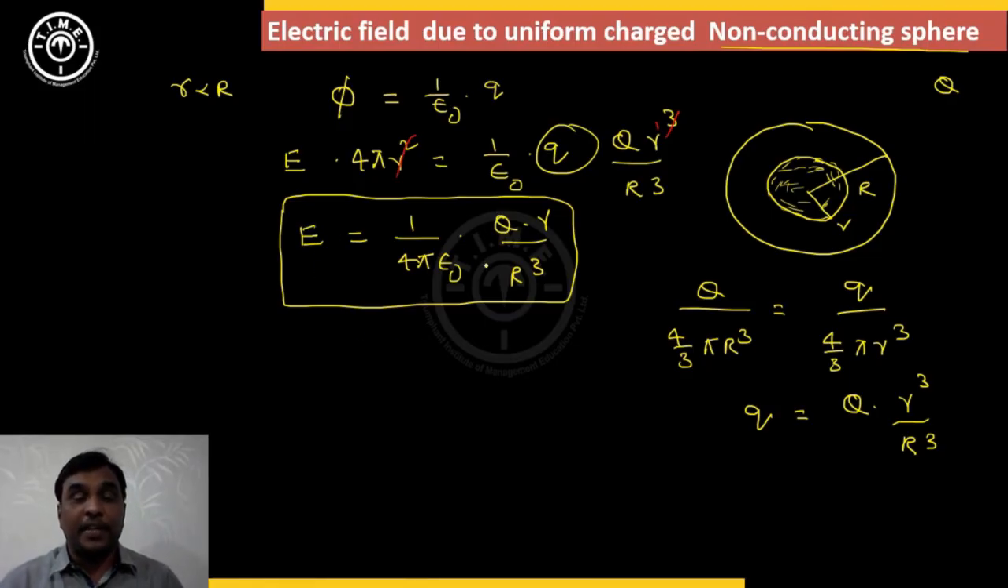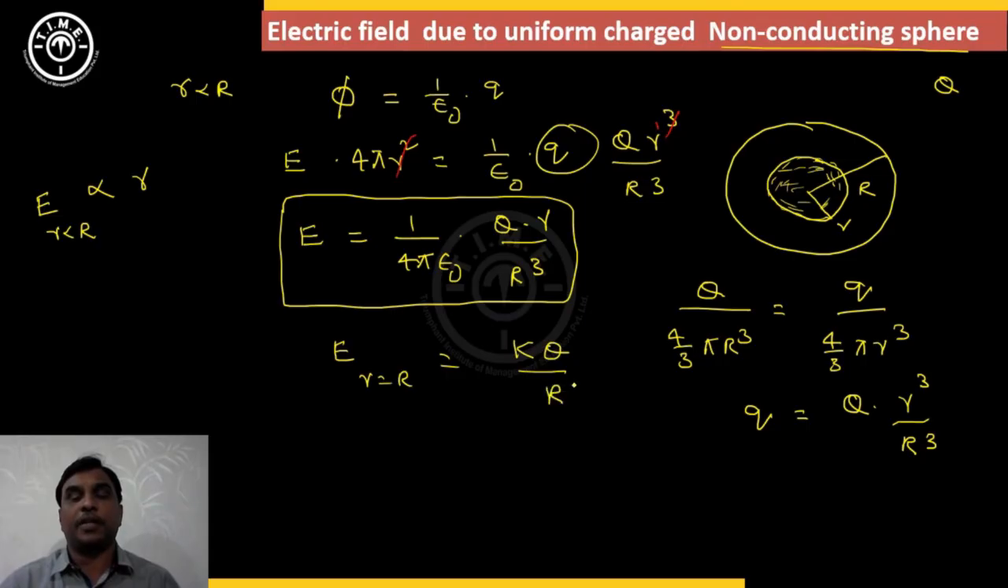Now electric field: capital Q is constant and capital R is also constant. You can say the electric field at any point inside, where the distance is less than the radius, is directly proportional to the distance. The electric field on the surface is the same, that is kQ/R². The derivation is the same as that of a conducting sphere. And the electric field at any point outside is also the same as a conducting sphere, kQ/r².